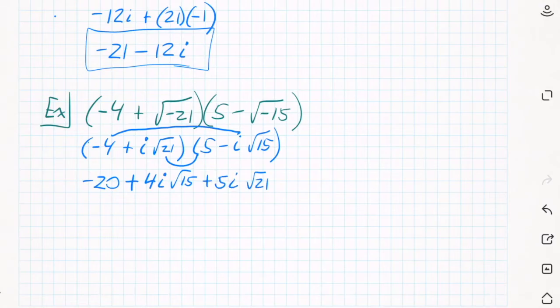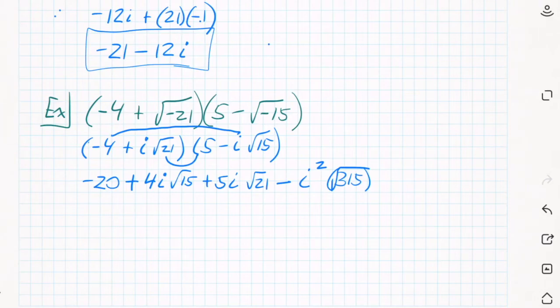And then last, we're going to get a positive times a negative. That'll be negative. We're going to get an i times an i, that's i squared. And we're going to get 21 times 15. So this would be 315 square rooted.